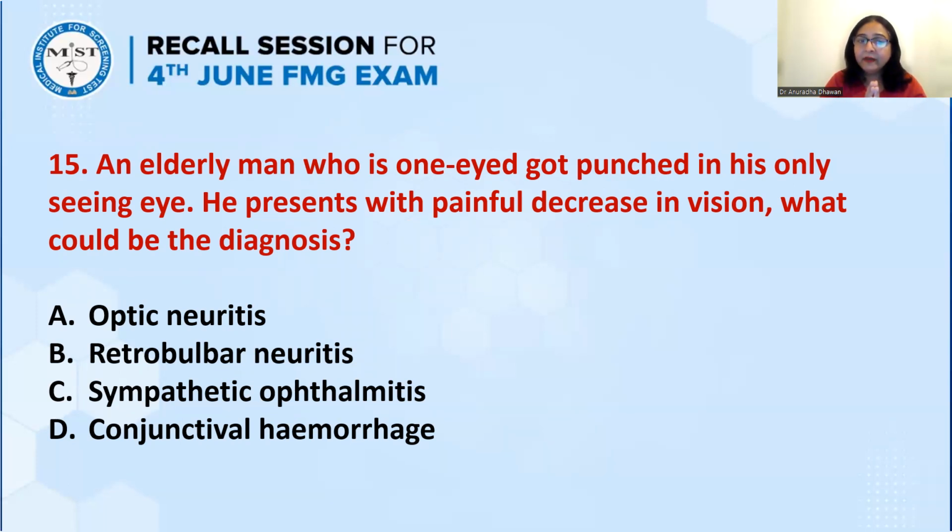Then retrobulbar neuritis, again, is most likely not the reason here, because though they have not given the fundus finding, I'm not very sure whether the retrobulbar neuritis choice was there or not. But according to the students who recalled the question, they said optic neuritis was the choice. So most likely the right answer to this question will go in favor of optic neuritis. Painful decrease in vision after the trauma: traumatic optic neuropathy, or optic neuritis, okay?